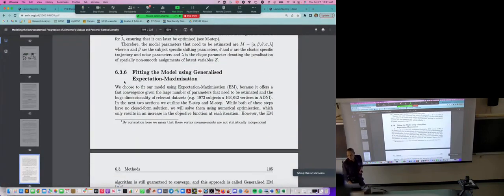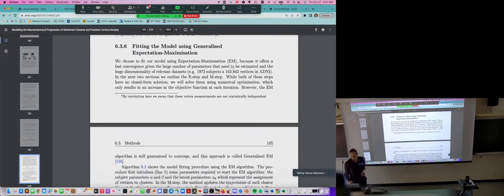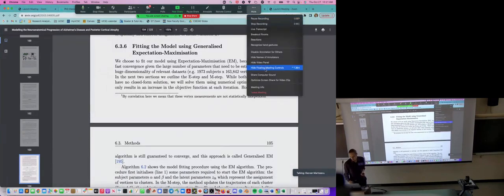So these are the latent variables that we will use, and we can use expectation maximization to fit this model. And let me hide this.